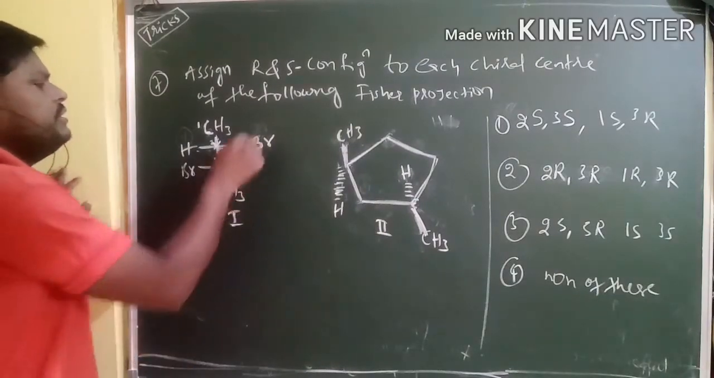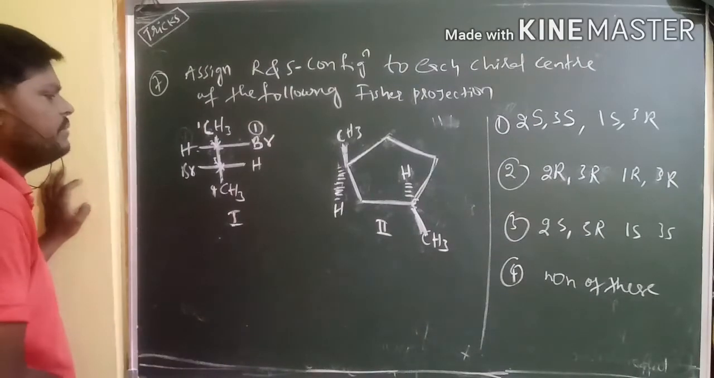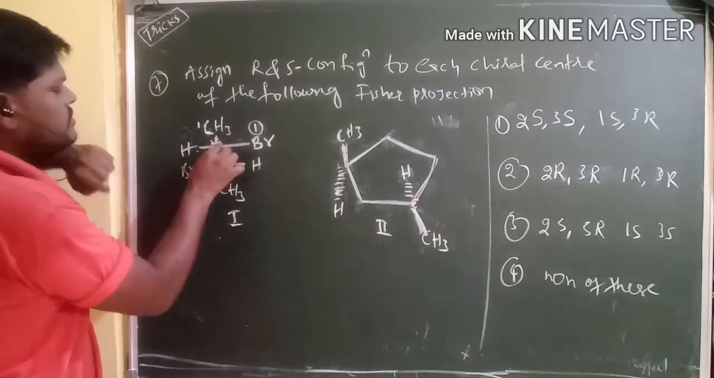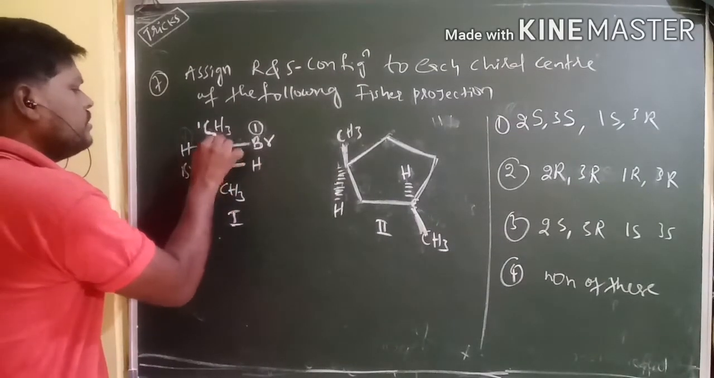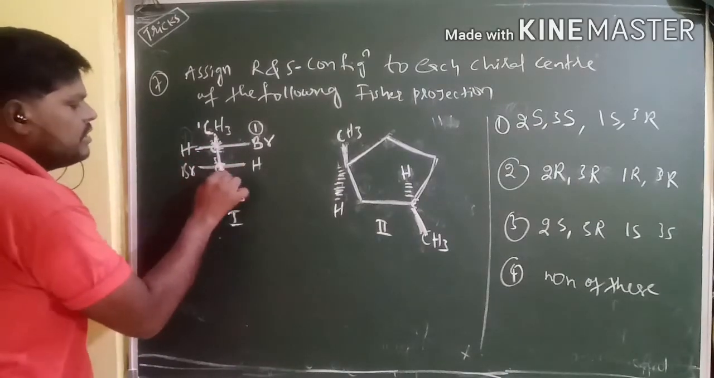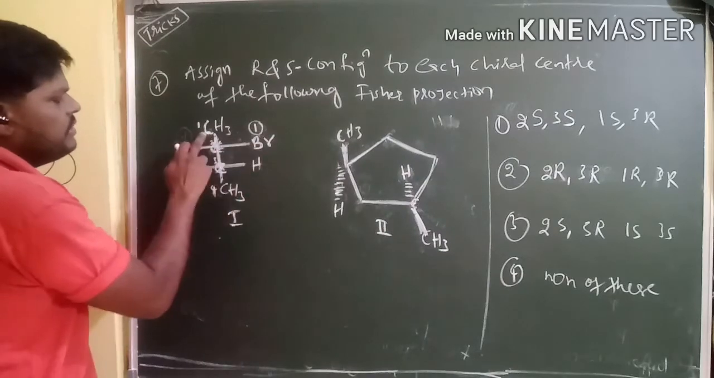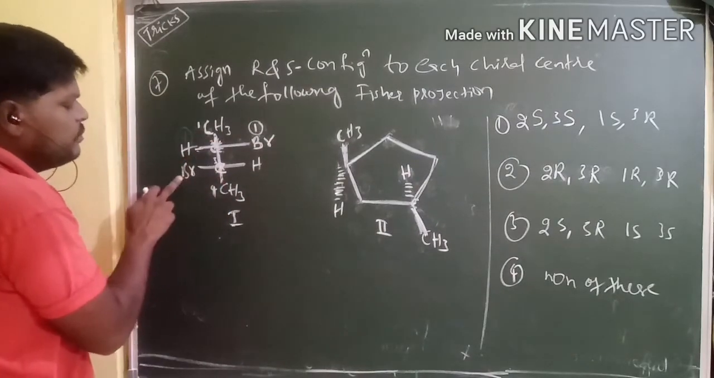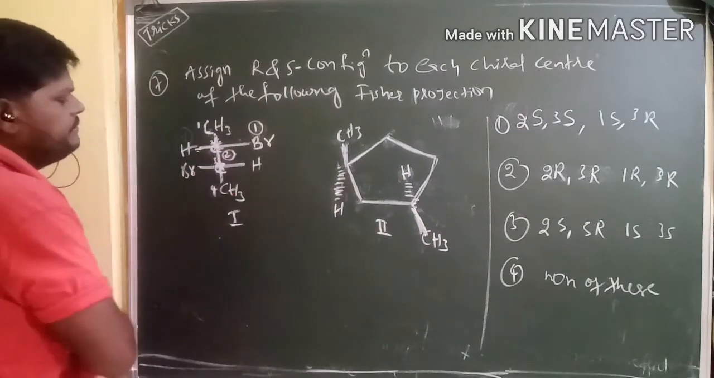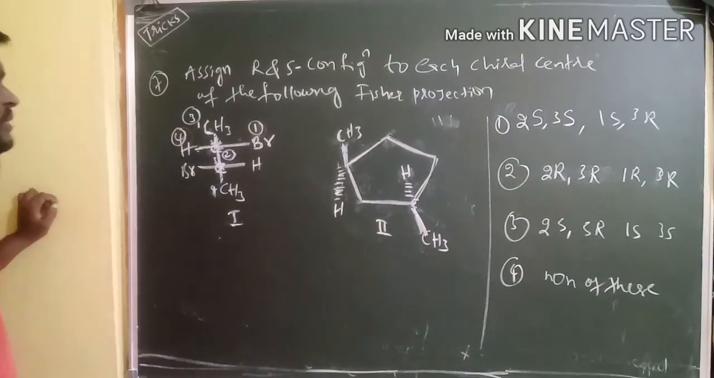So what is the priority? First, bromine is the first priority, because bromine has the higher atomic number. And this carbon is surrounded by bromine, carbon, hydrogen, and again carbon. Here also carbon. Carbon, carbon, same. Go for the next one. Here hydrogen, but here bromine is the second highest priority. That's why it is the second priority here. And the third priority, and the least priority is the fourth one.